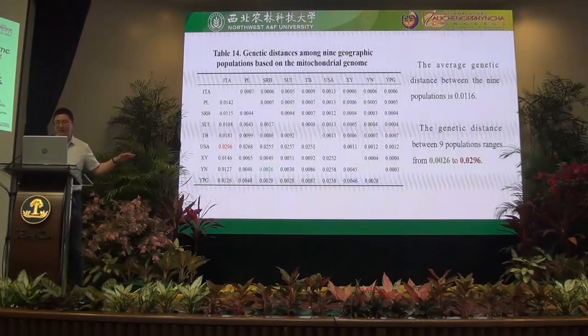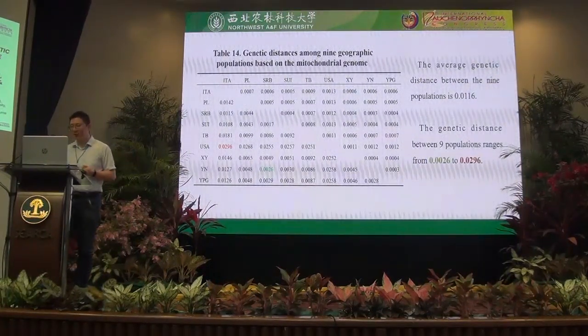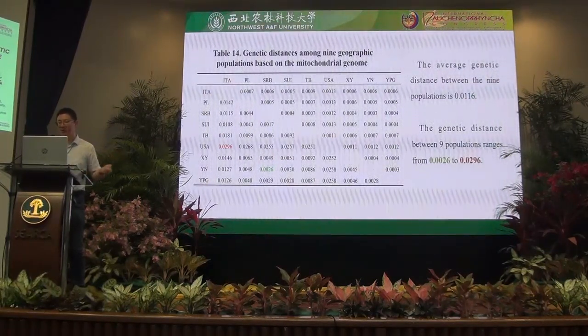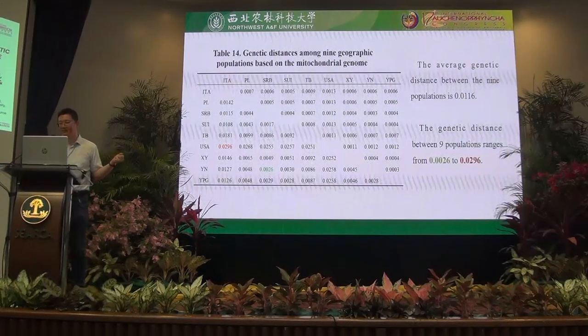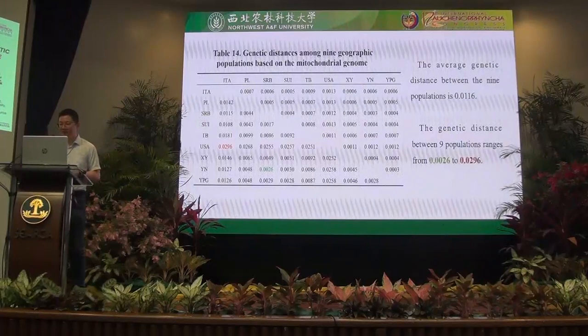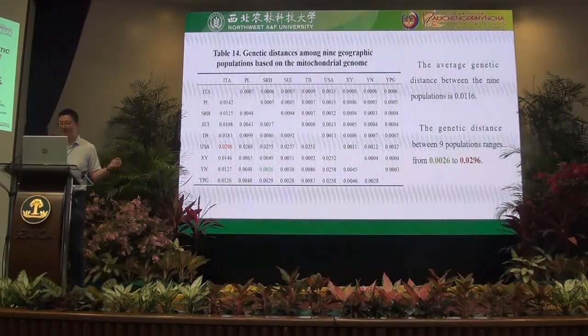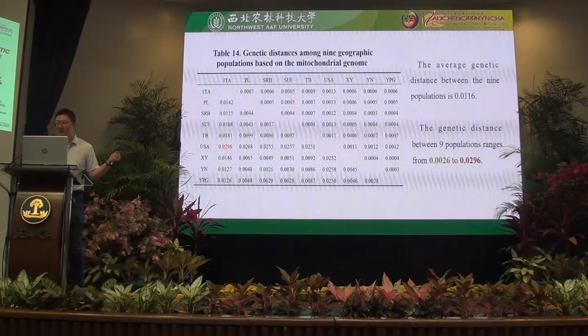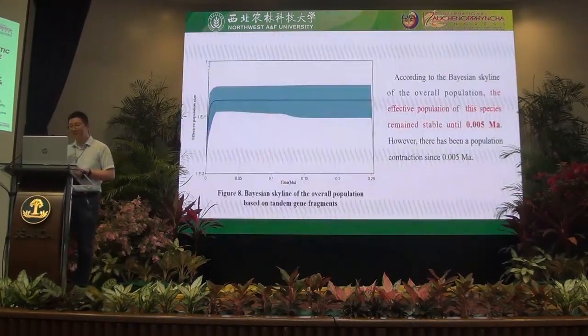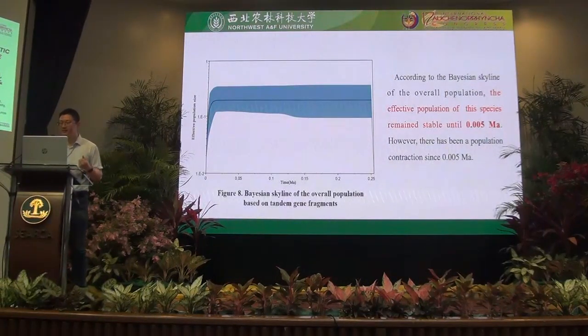And this is the mitochondrial genome. Now, the average genetic distance between the nine populations is 0.0116. The genetic distance between nine populations ranges from 0.0026 to 0.0296.